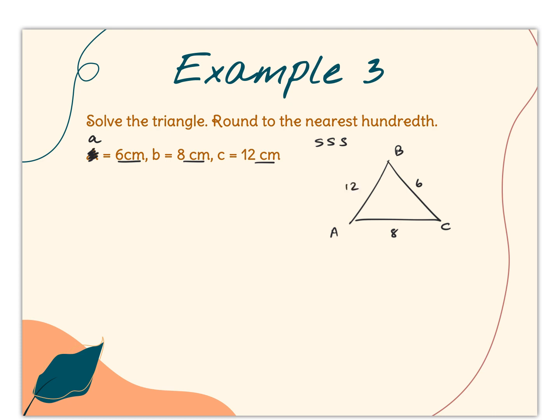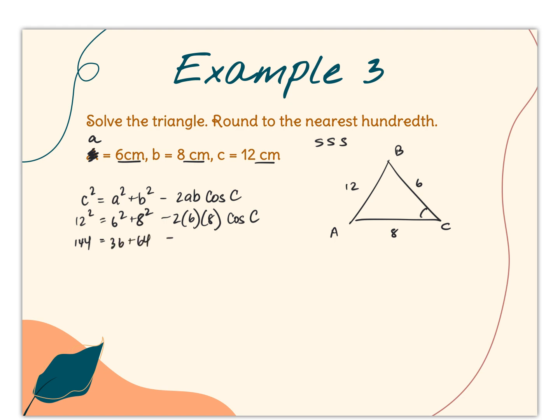Remember that in this scenario, we always want to go with the larger. So we're going to do the c, okay? So we're going to do c squared equals a squared plus b squared, minus 2ab times the cosine of angle C. So now it's a matter of plugging in, okay? So we get 12 squared equals 6 squared plus 8 squared minus 2 times 6 times 8 times the cosine of C. So again, it's a matter of math in your calculator.